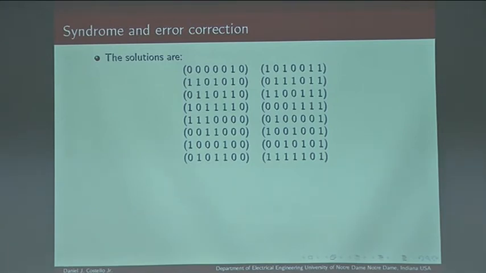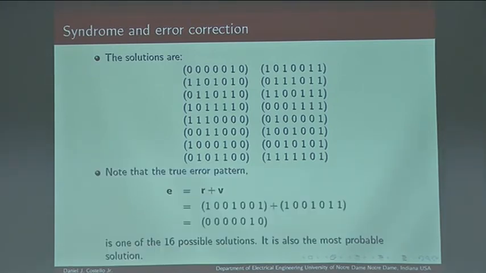So if we add the received vector to this, which puts a 1 in here, we get back to our code word V, which was correct in this case because we assumed only one error. And this code is guaranteed to be able to correct any single error. So this is the most likely solution.